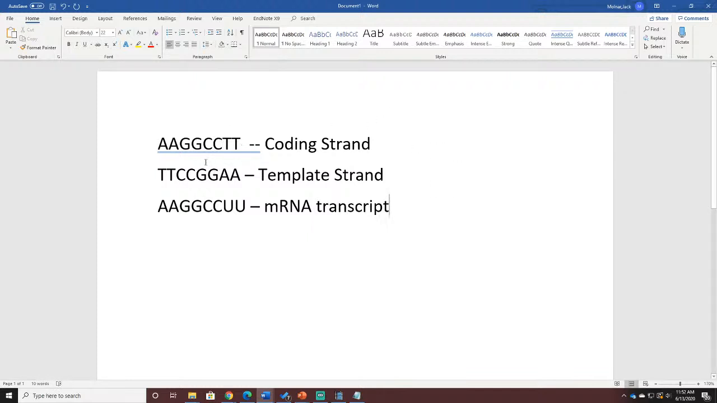So if we peel these 2 DNA strands apart and we expose the template strand, when we copy the template strand, it serves as a template, by the way. When we copy the template strand, it's going to look a lot like the coding strand, AAGGCCUU. All right. I hope that part's clear.